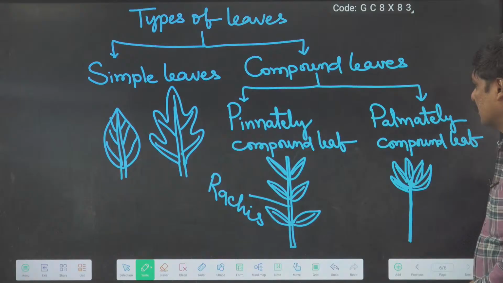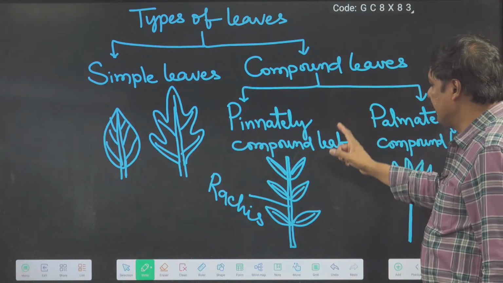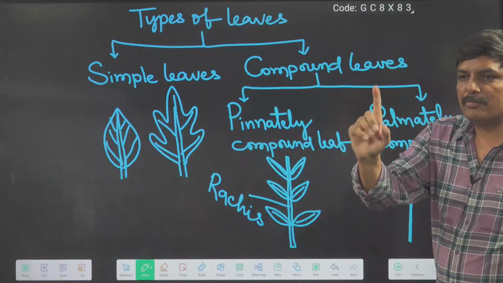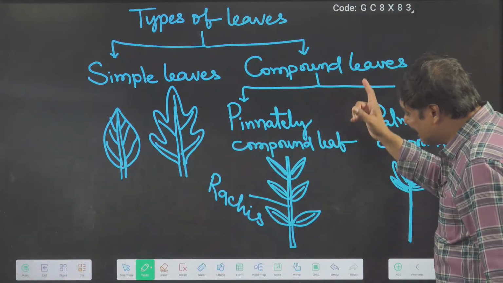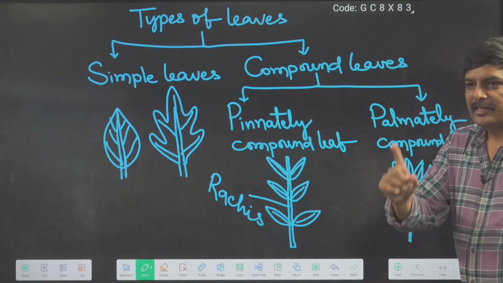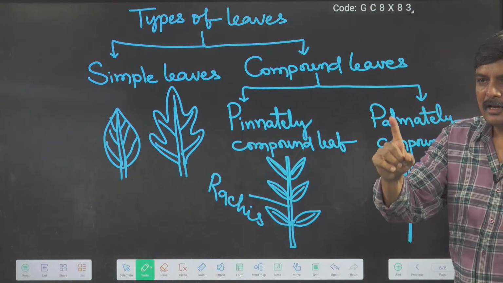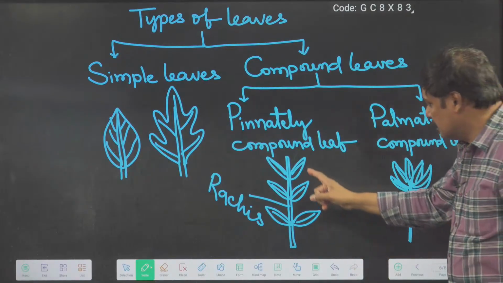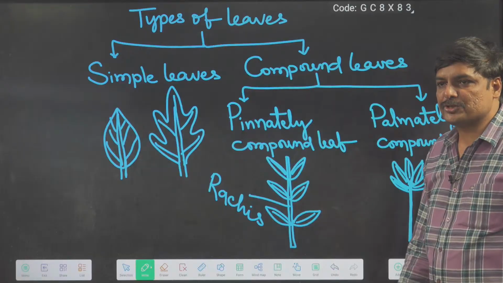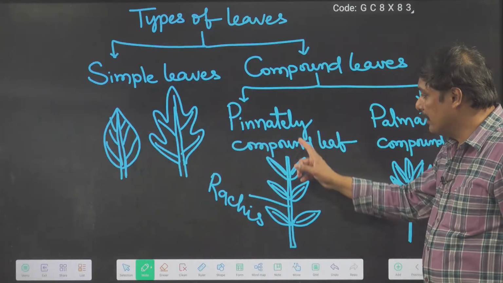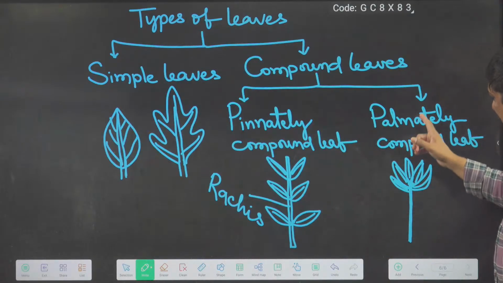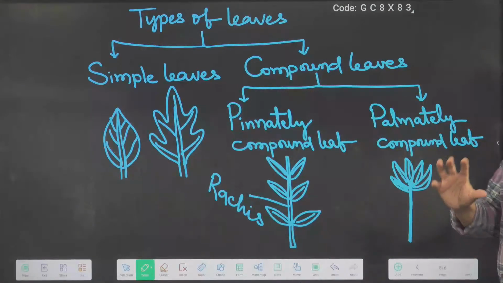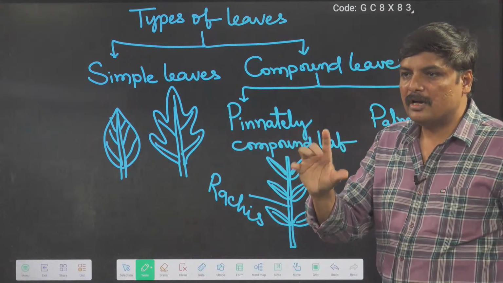I repeat, compound leaves are divided into two types: pinnately compound leaves and palmately compound leaves. In a pinnately compound leaf, there is a rachis, nothing but the midrib. On either side of the rachis, several leaflets are attached. This is called a pinnately compound leaf. In a palmately compound leaf, there is no rachis. Directly the leaflets are attached to the tip of the petiole.